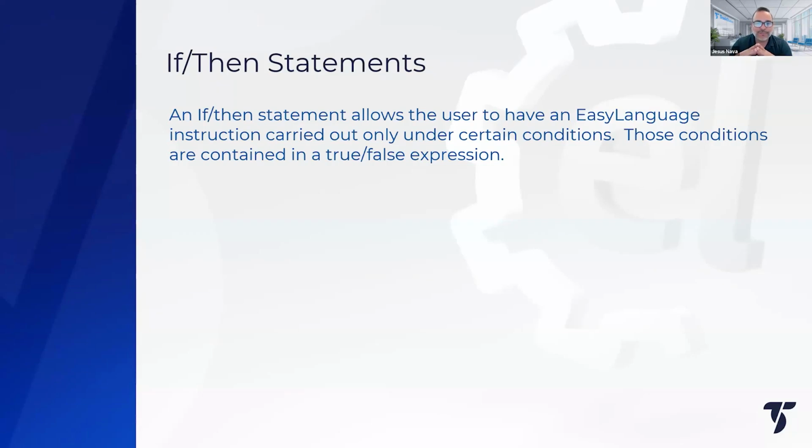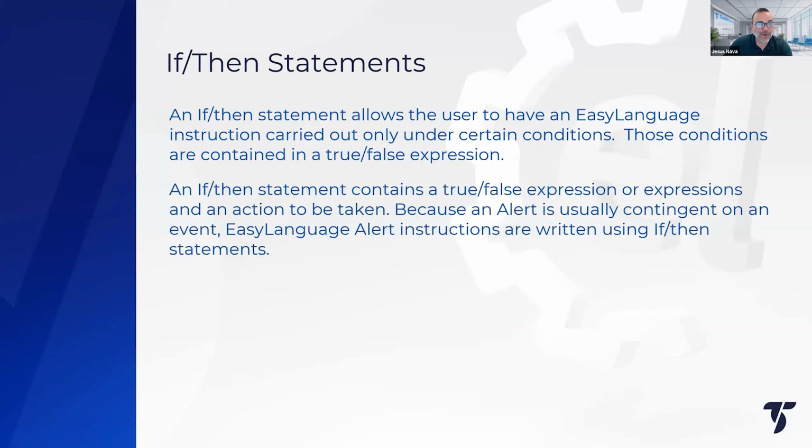It allows the user to have an instruction carried out only under certain conditions. Remember when we talked about trading a strategy that only trades under certain conditions? This is exactly what we're talking about. And those conditions are contained in a true-false expression. So if the expression is false, then it'll skip it. But if the expression is true, it'll take the action.